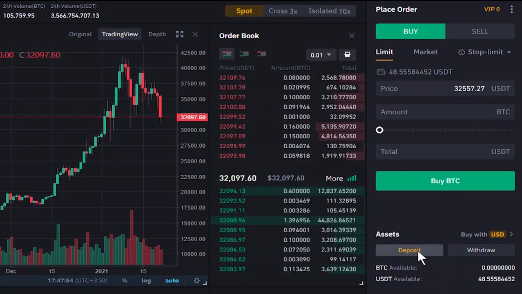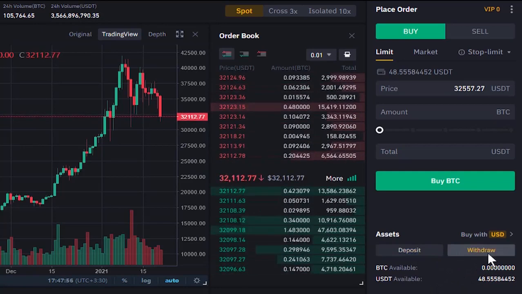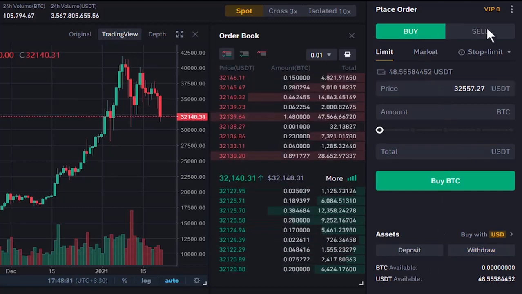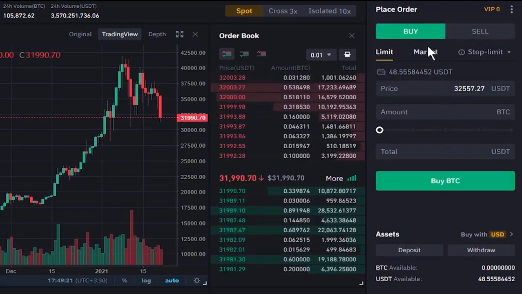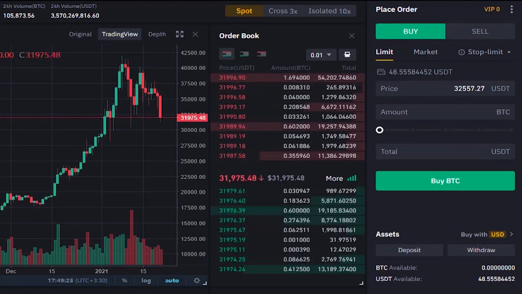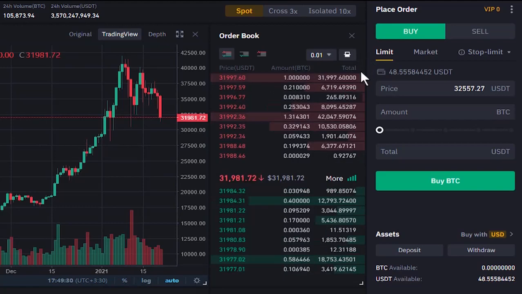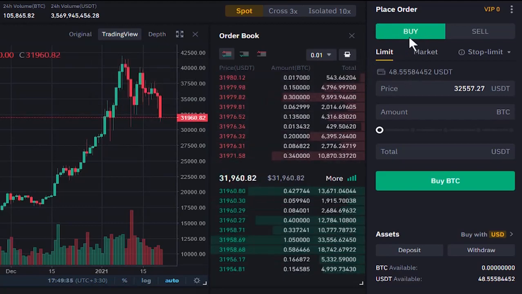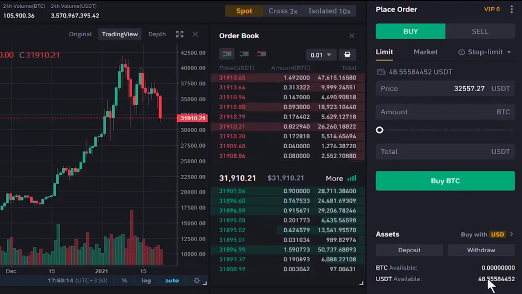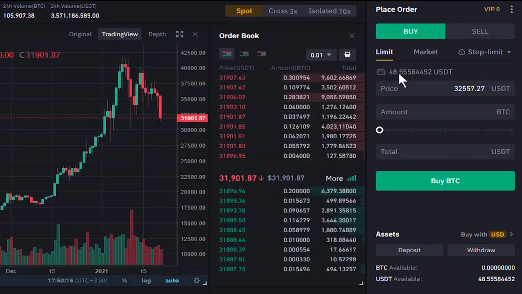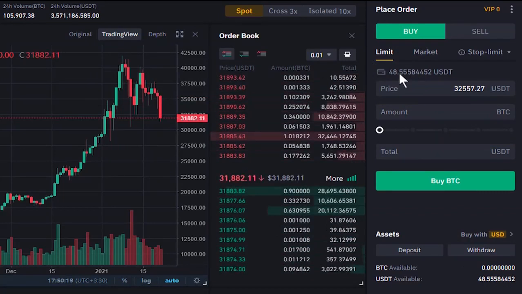And here you can deposit or withdraw from your account. Here in the top we have 2 tabs, buy and sell. The pair that we have selected is Bitcoin to Tether, which actually means we buy or sell Bitcoin in exchange of Tether. So to buy Bitcoin, you must have Tether available. Also here it shows how much Tether you have to buy Bitcoin with that.